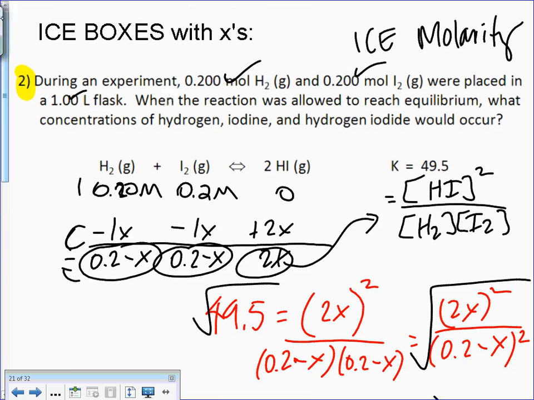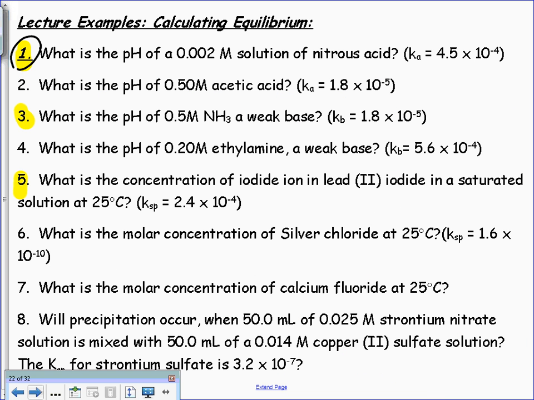Okay, so let's stop on this icebox. Let's go to one with pH. So we can do iceboxes with any reaction. And sometimes if we have them in the reference of acids and bases, we can find out more about them by plugging in our old pH formulas and finding out the concentration of the particular acid of interest. So we're going to start with nitrous acid. This is number 1 on the lecture examples, calculating equilibrium. You see it down there? Number 1 on the bottom right for you guys.